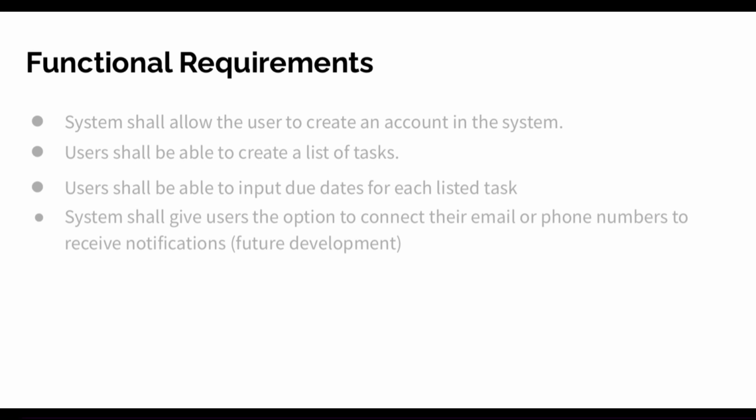Here are some of the functional requirements we came up with. System shall allow the user to create an account in the system. Users shall be able to create a list of tasks. Users shall be able to input due dates for each listed task. And system shall give users the option to connect their email or phone number to receive notifications. And we plan on doing that one in the future or for the next people who pick up this project.